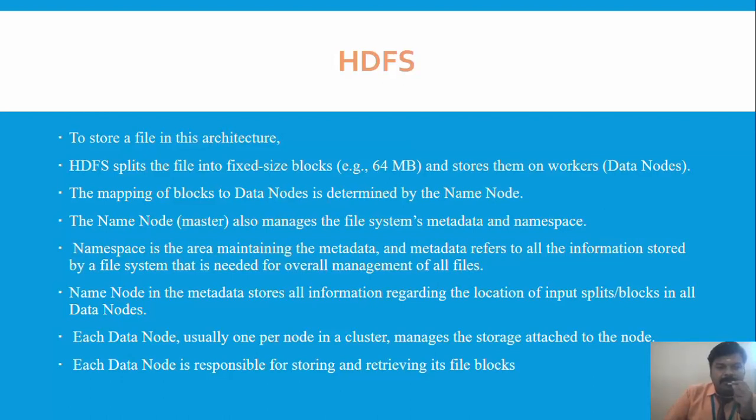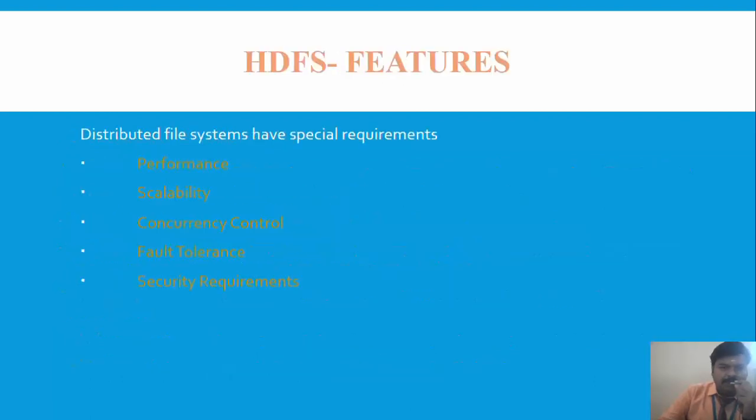The name node stores in the metadata all information regarding the location of input splits or blocks in all data nodes. Each data node, usually one per node in a cluster, manages the storage attached to the node. Each data node is responsible for retrieving and storing its file blocks. The size of the file blocks is fixed at 64 MB, stored on each and every data node. The name node holds the metadata covering all the data nodes.